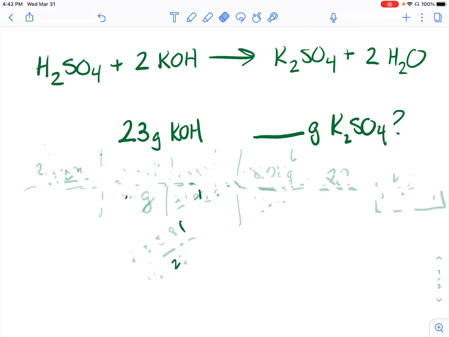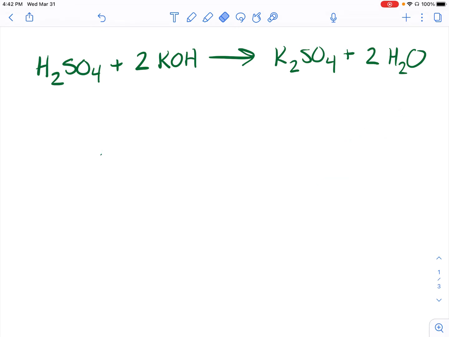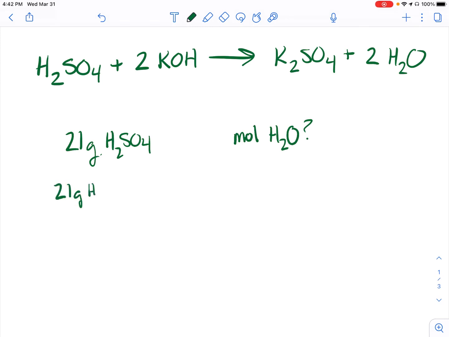What's another? I have another example to think of here. Get rid of all of this. Let's see, what if I have 21 grams of sulfuric acid, and I want to know how many moles of water that could produce. So same thing, 21 grams.